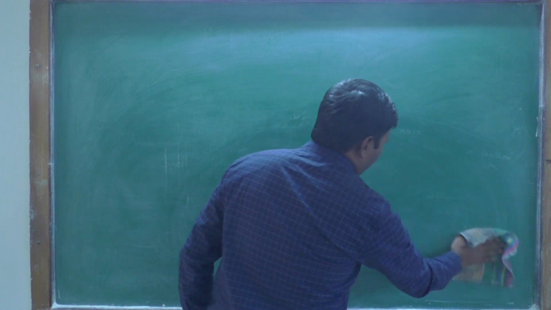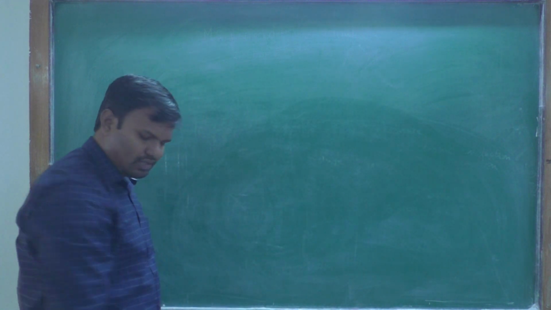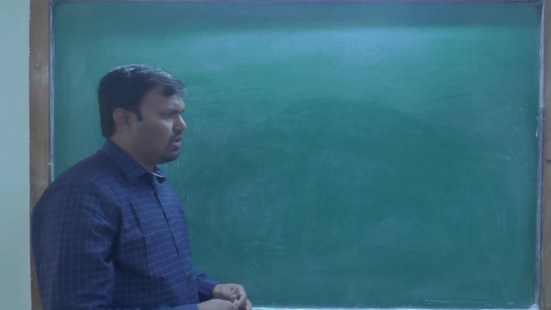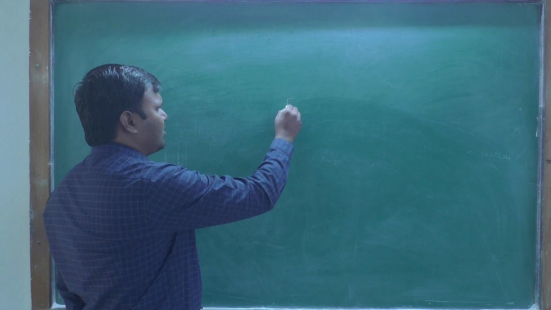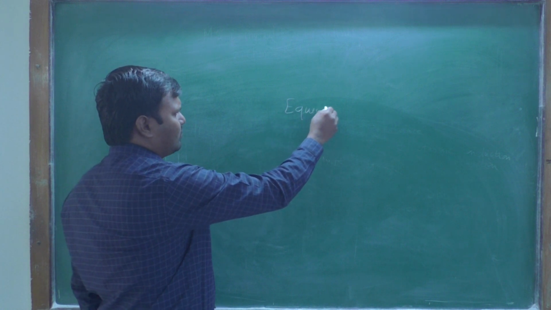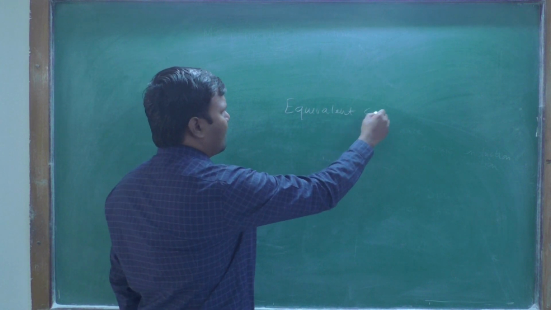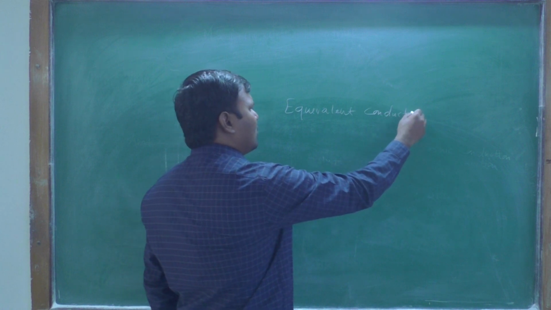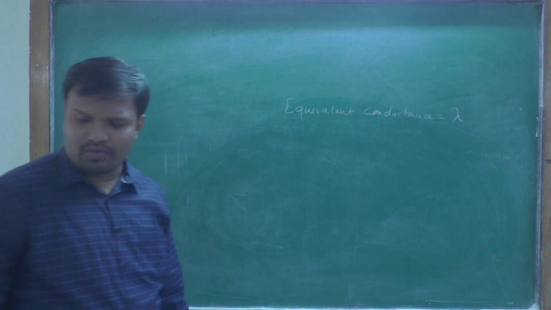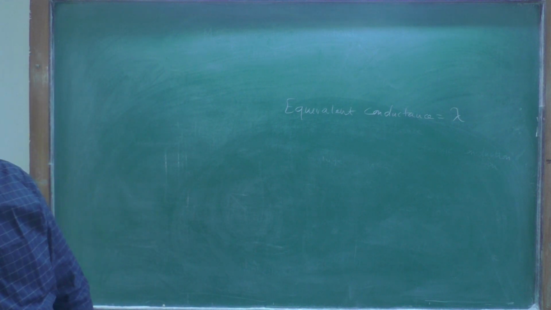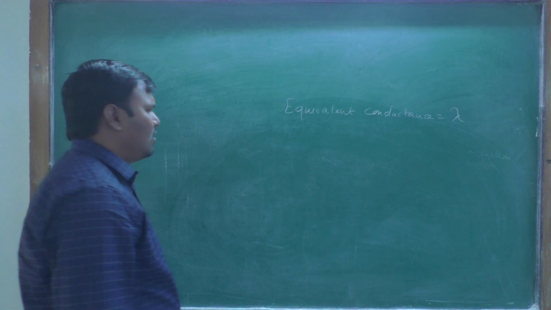Okay, this is all about the types of conduction and its effects: electrolytic conduction and the second, electronic conduction, two types of conduction. Now we will discuss equivalent conductance. Equivalent conductance is denoted by lambda.